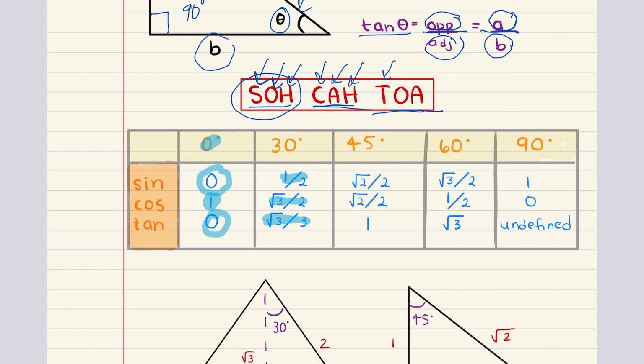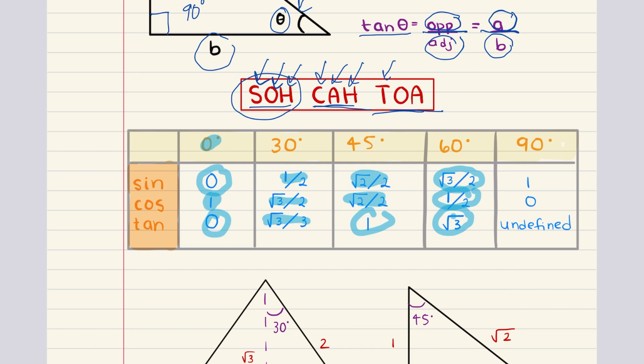At 45 degrees, both sine and cosine are equal to the square root of 2 divided by 2, and tangent is 1 because the opposite and adjacent sides are equal. At 60 degrees, sine is equal to the square root of 3 divided by 2, cosine is equal to 1/2, and tangent is equal to the square root of 3.